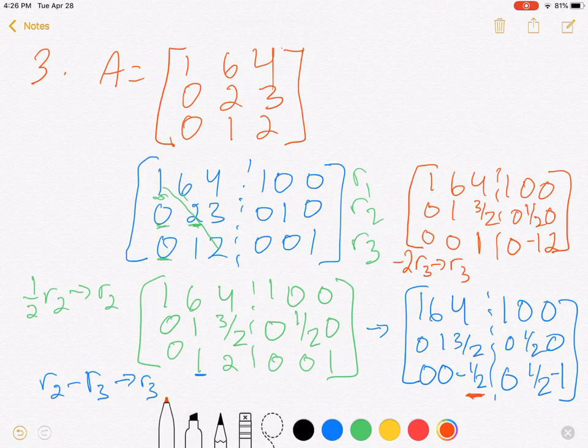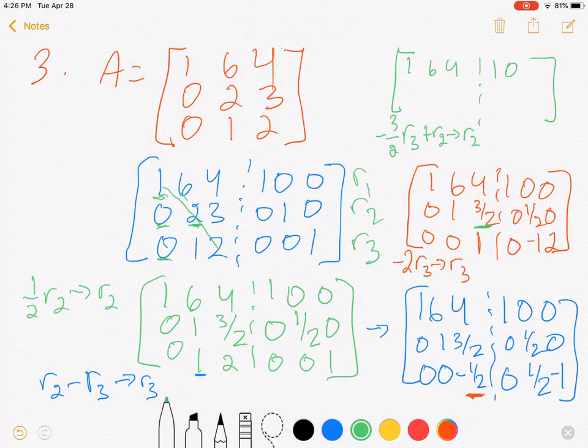Now I just need to work on getting this 3/2 here to be a 0. Well, that would actually not be too difficult if I took a negative 3/2 times row 3 and added it to row 2 and let it become my new row 2. Okay, so that's going to give me, I can already feel it, I'm going to run out of space, but that's okay. Maybe we can scroll here in just a second, we'll see. That's going to give me negative 3/2. Okay, so the top row doesn't change. 1, 6, 4, 1, 0, 0. Bottom row doesn't change. 0, 0, 1, 0, negative 1, 2.